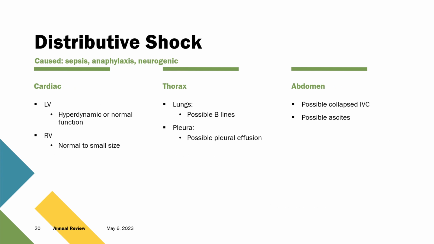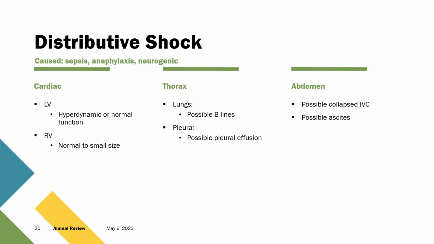Then we can have distributive shock. So distributive shock can be caused by sepsis, anaphylaxis, or neurogenic in nature. So when we have distributive shock, depending on the cause of it is going to determine what it looks like. So with our left ventricular function in distributive shock, we can have hyperdynamic in a reaction of that left ventricle in cases especially like anaphylaxis, or we can have normal function here in cases like sepsis.